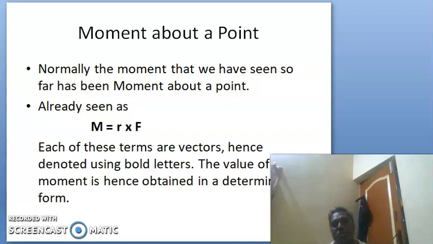moment M is equal to r cross F. Of course, here I have to remind you that once again the letters have been made bold in order to denote that they are vectors. So we should say M vector is equal to r vector cross F vector. So the value of the moment here is hence obtained in a determinant form.